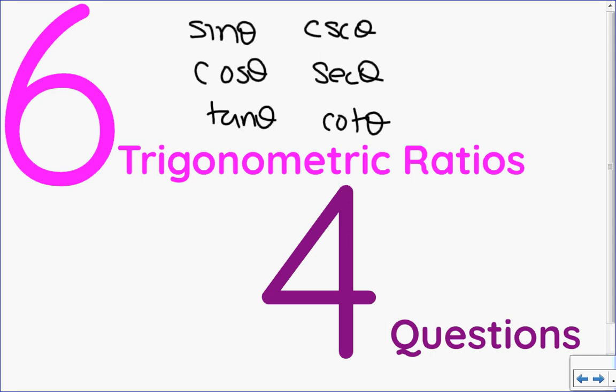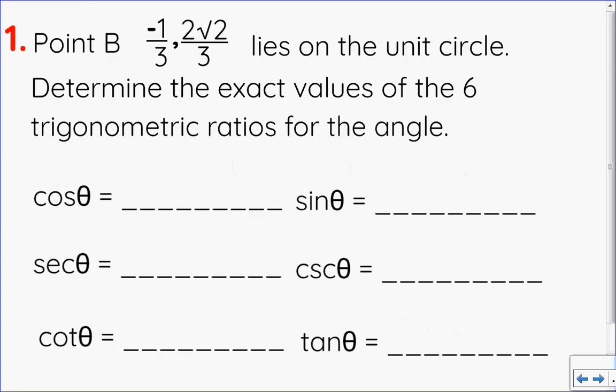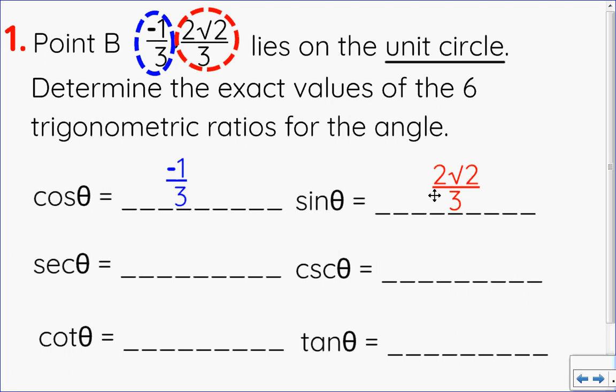So let's get started. In this first question, I have a point that lies on the unit circle. So I know if it's lying on the unit circle, that point tells me something. I want to determine the exact values of the 6 trig ratios. So because it's on the unit circle, I know that the x-coordinate is the cosine of my angle, and the y-coordinate is the sine of the angle. So let's figure out the last 4.